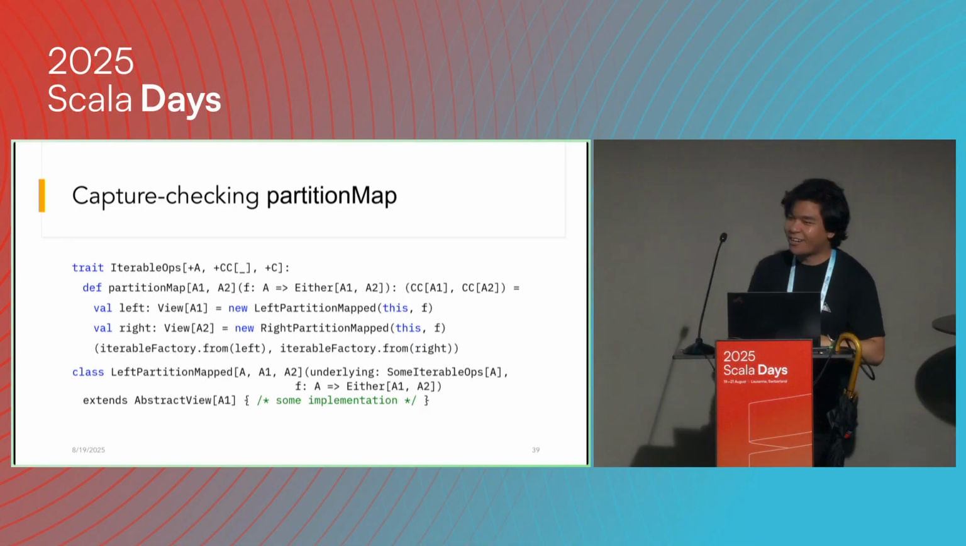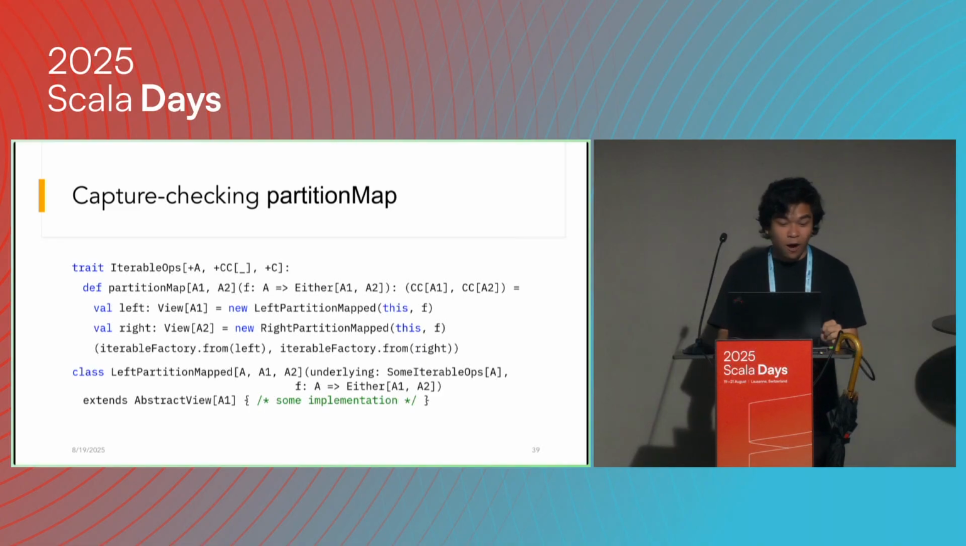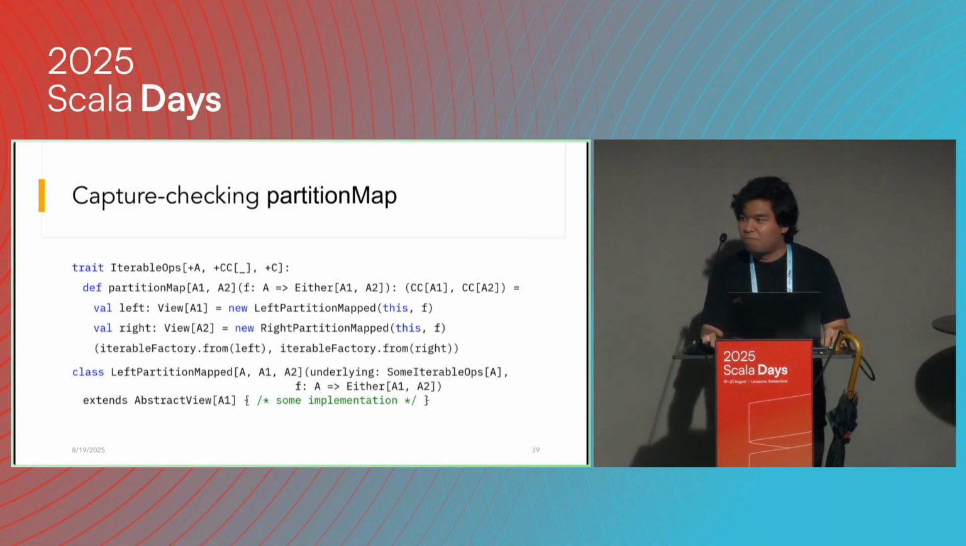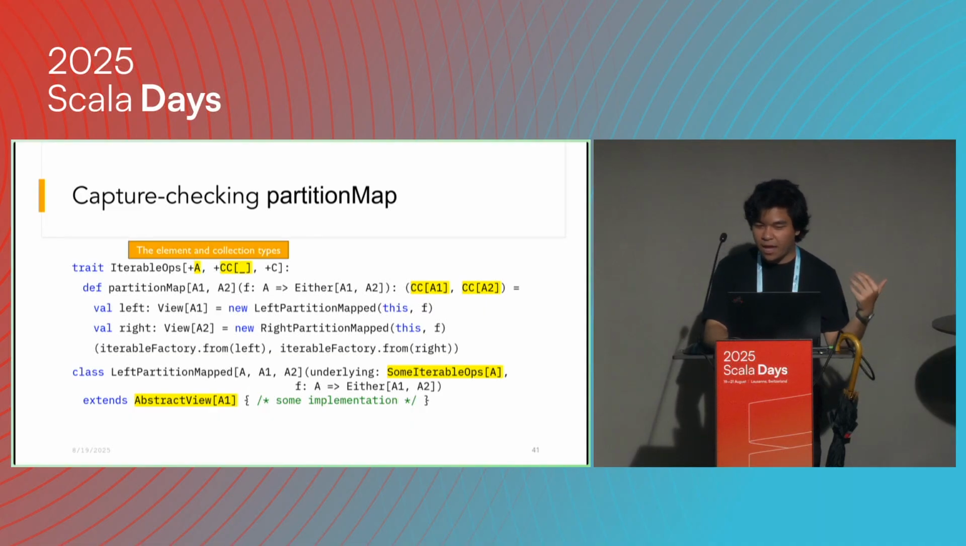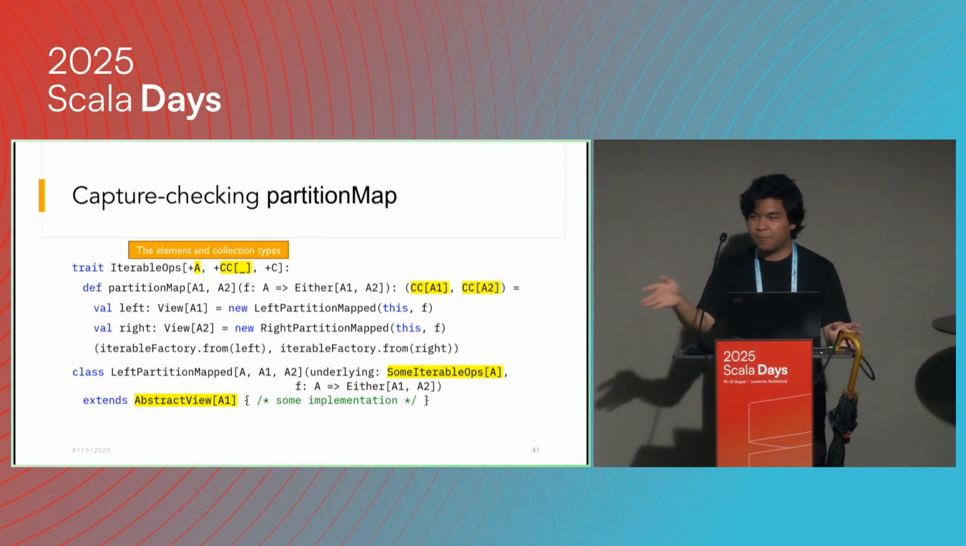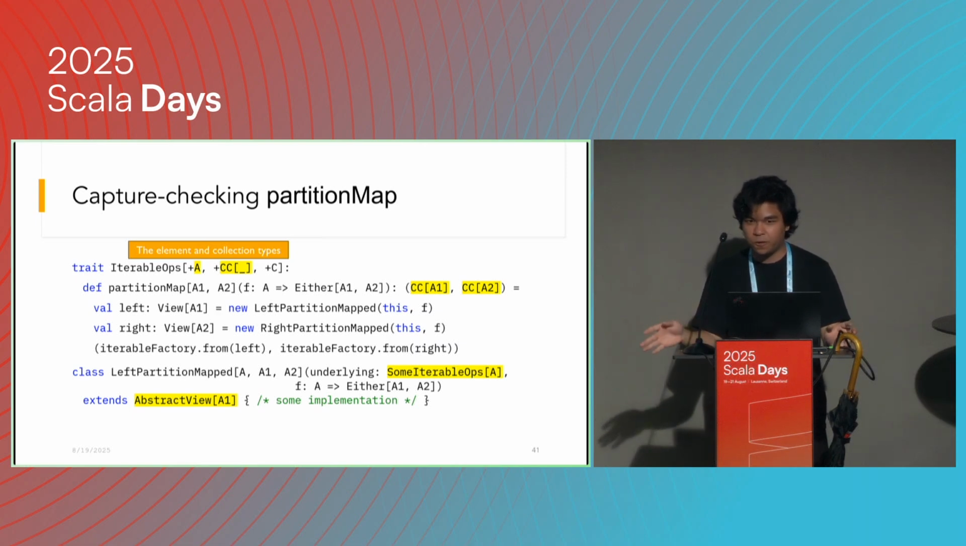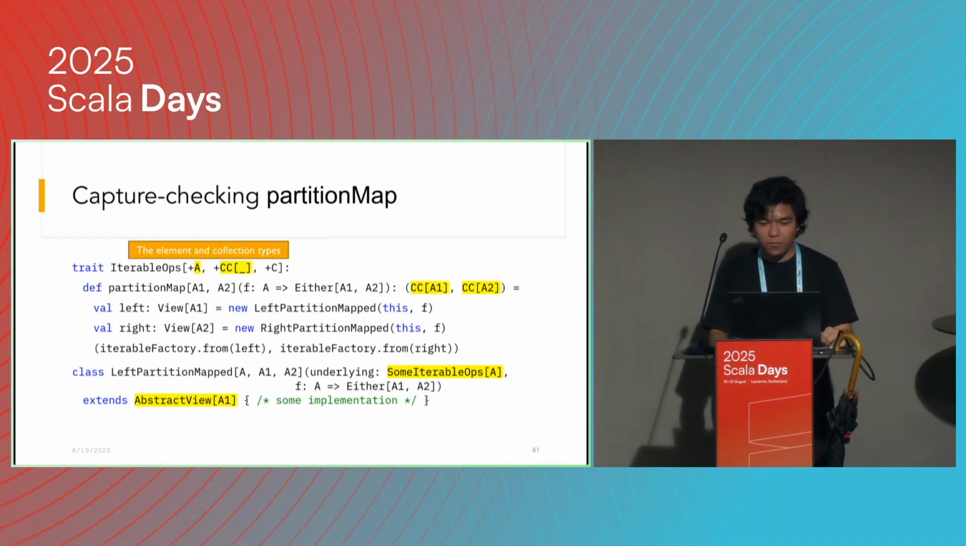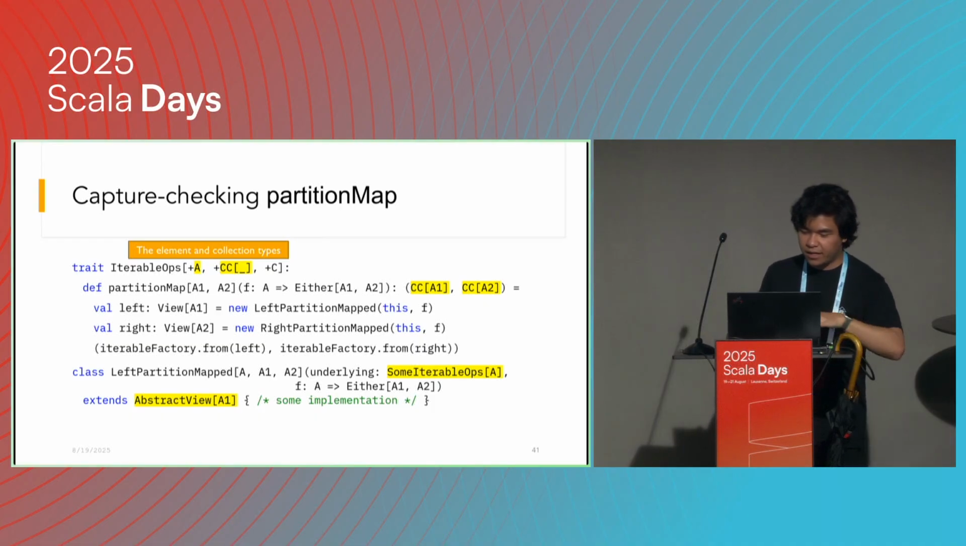Okay, we're gonna do something not so easy but not so hard. This is IterableOps.partitionMap. So what it does is it takes a function. This is a collection CC that takes an element type A. It takes a function from A to either A1 or A2, and it does the partitioning, right? So it creates two collections, one for all the A1s and one for all the A2s. And what the implementation says is that it's going to create two views, one for the left-hand side, one for the right-hand side. It passes the same f.